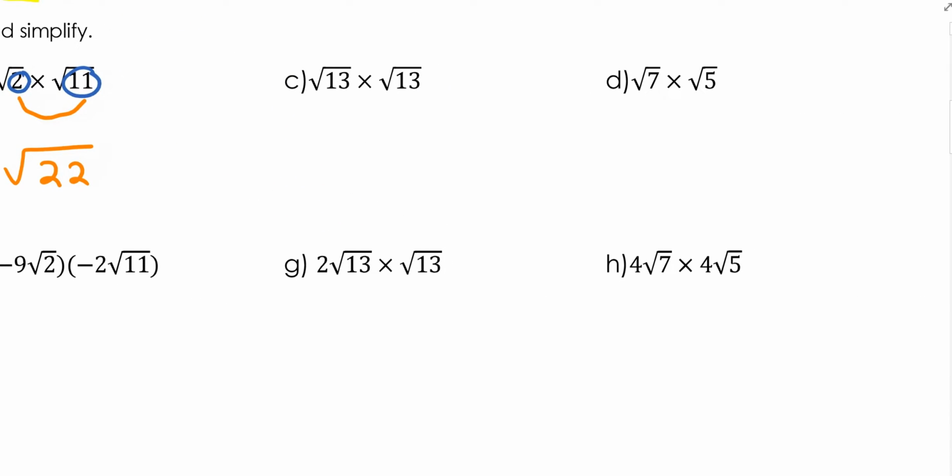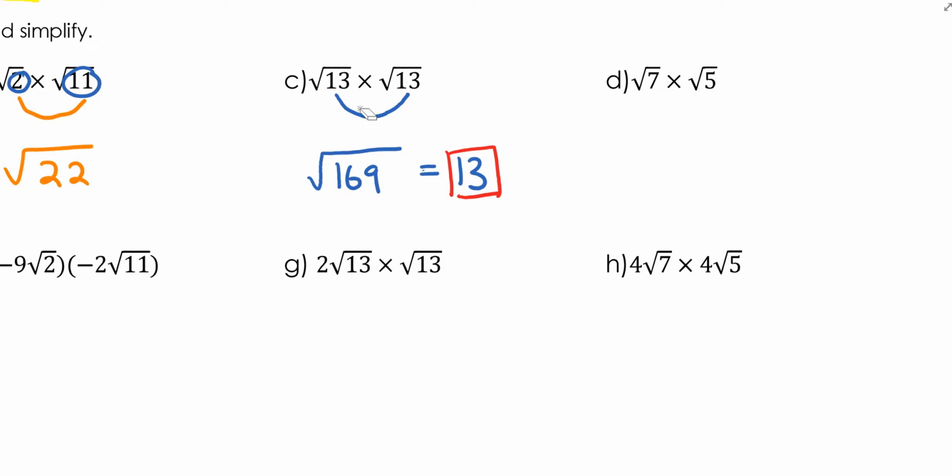Moving on to letter C, my inside numbers on the radicals are 13 and 13. So 13 times 13 is 169. So the square root of 169 is going to be 13. So that one works out really nicely. So this answer is going to be just 13.